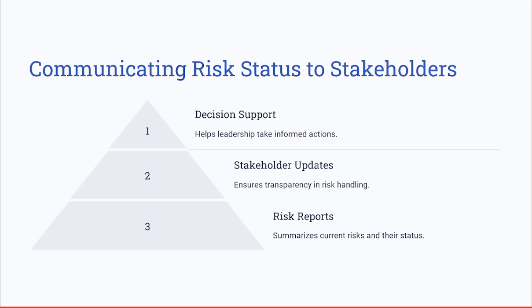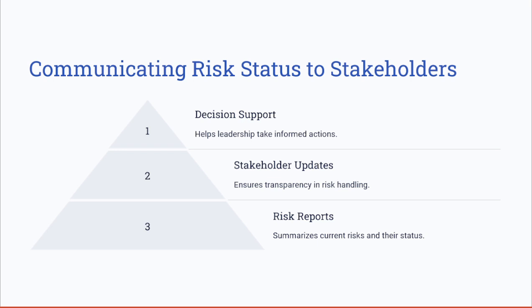When it comes to communicating the risk status to the stakeholders, this is one of the project manager's responsibilities: keeping all of these stakeholders informed and communicated with about these risks, with their mitigation strategies, their status and their updates. So effective risk monitoring requires clear communication with the stakeholders. Regular risk reports and updates ensure that the decision makers have the necessary information to take the corrective actions when needed.